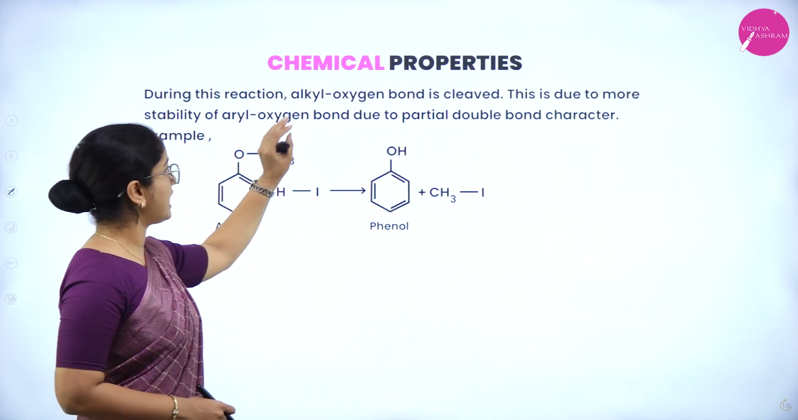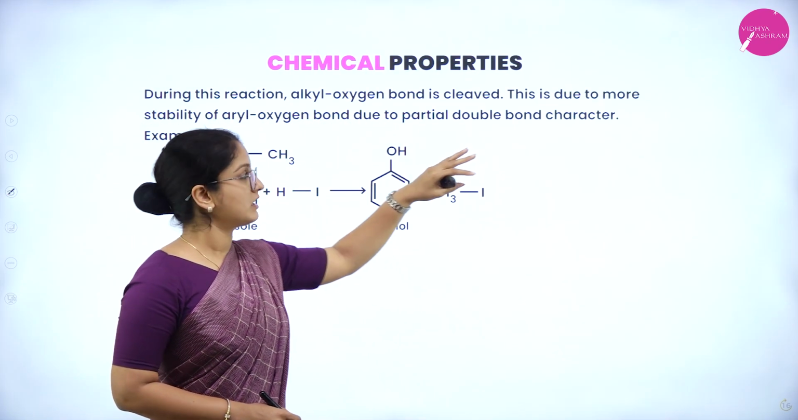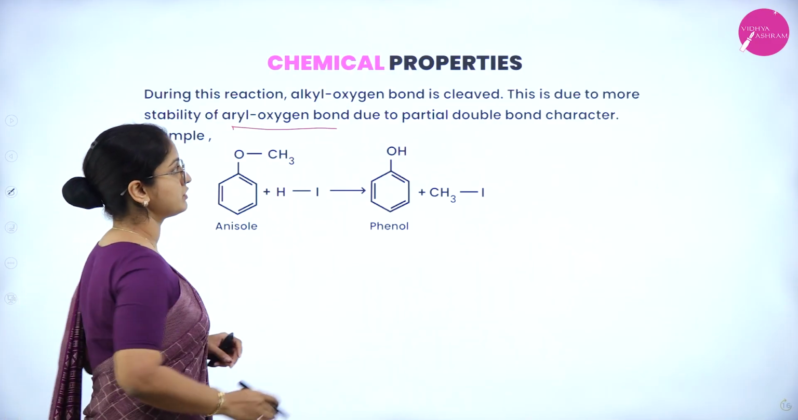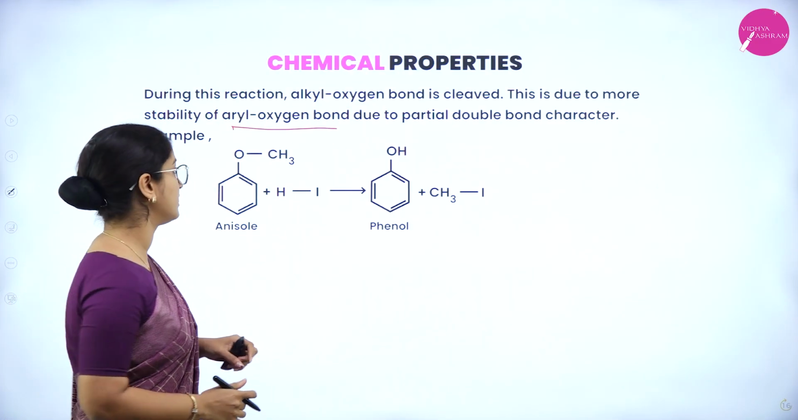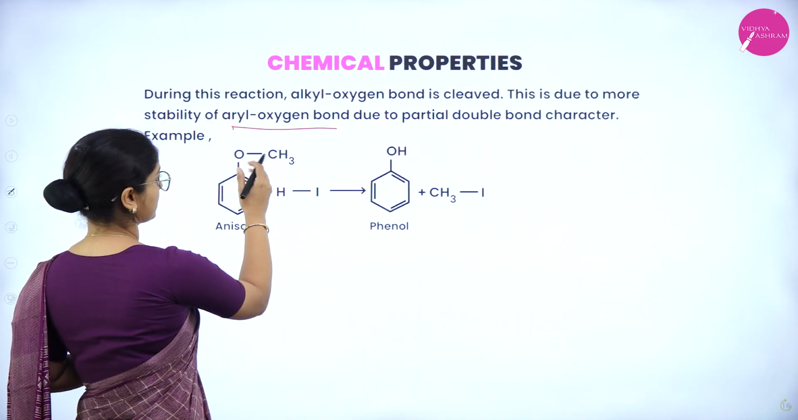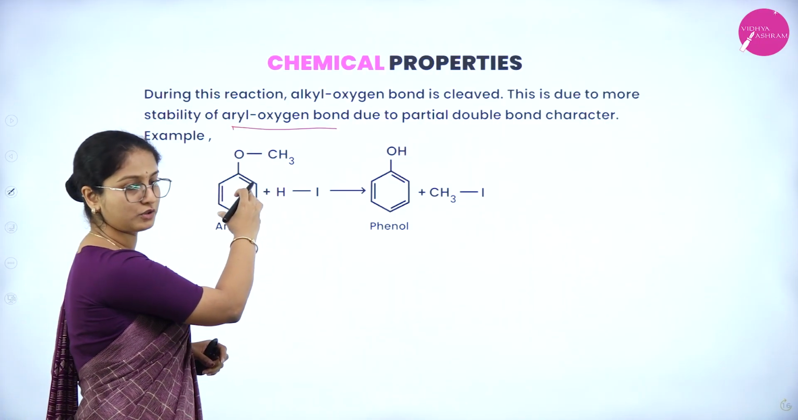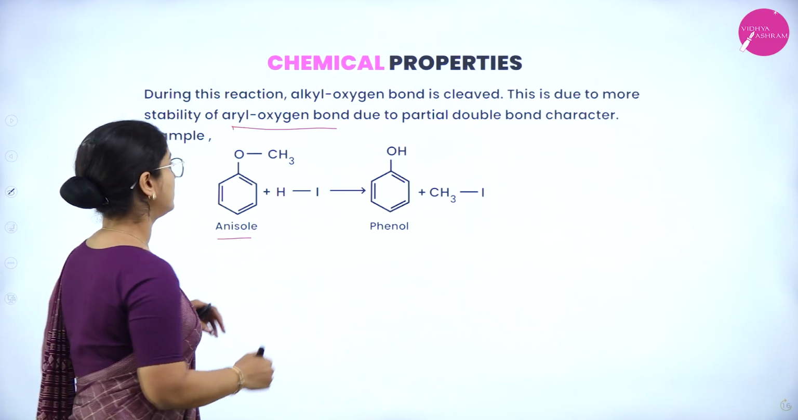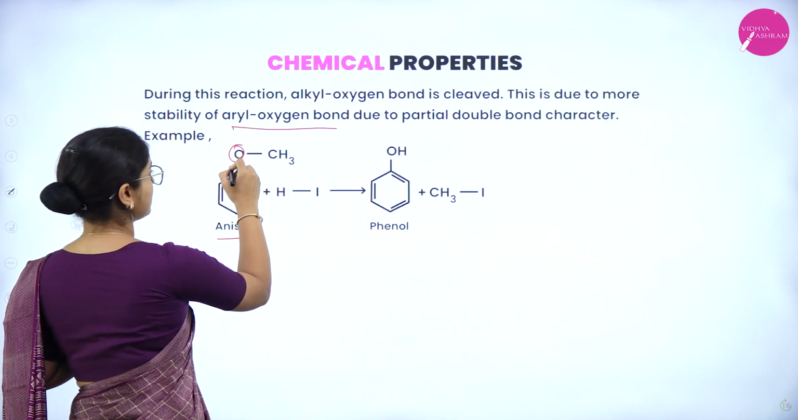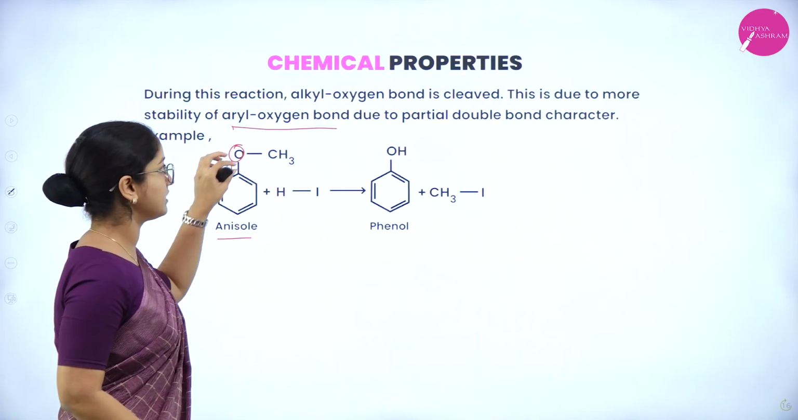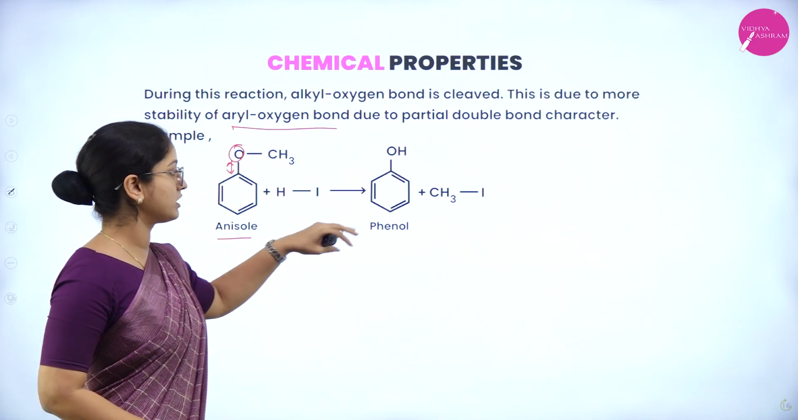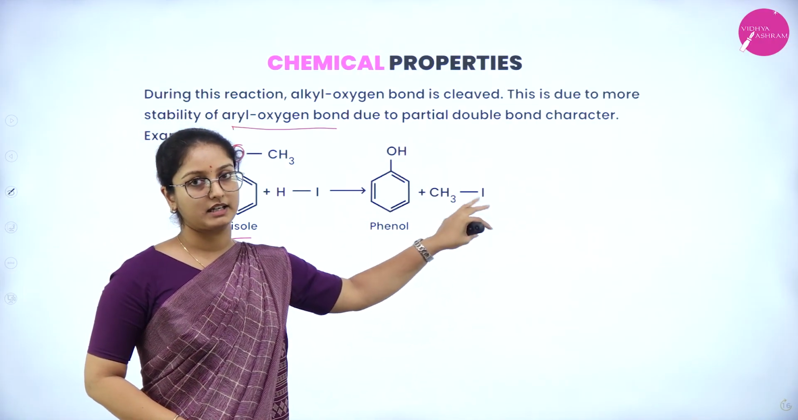During this reaction, the alkyl-oxygen bond is cleaved. This is due to the greater stability of the aryl-oxygen bond, due to partial double bond character. So here is a partial double bond character between oxygen and the aryl group. We have considered the example anisole, wherein the oxygen bonding with the aryl group will be a partial double bond. Therefore, the alkyl-oxygen bond is broken to give phenol and alkyl halide.